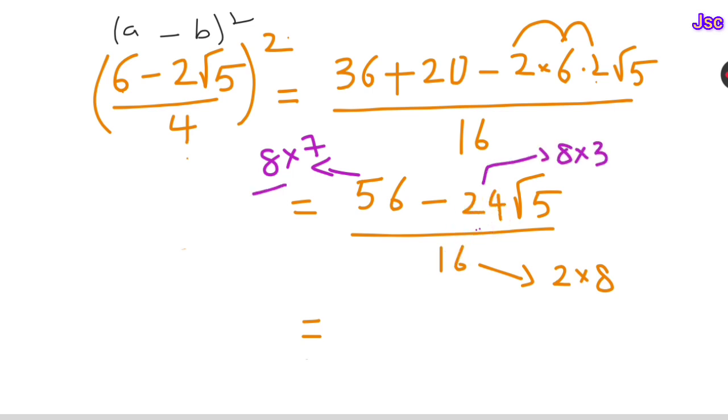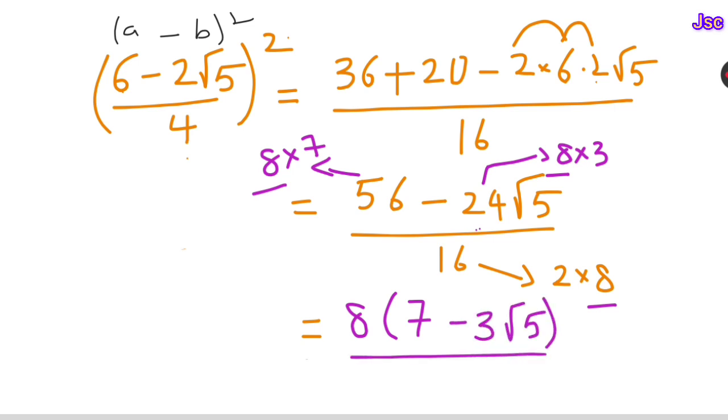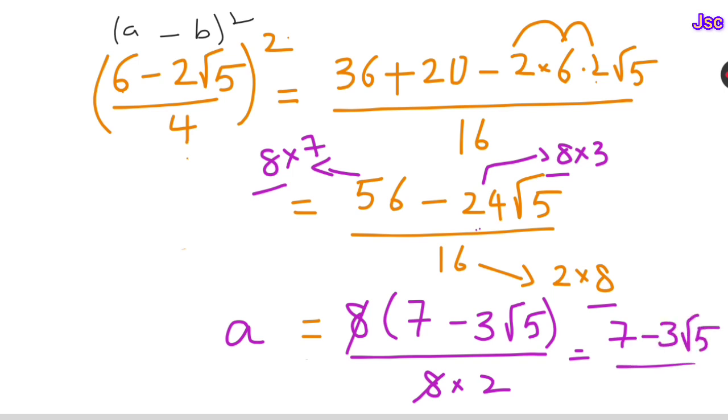So here 8 and here 8, and the denominator also 8. So let's take 8 as common. Then you are left with 7 minus 3 root 5 over 8 times 2. And here 8 and 8 get cancelled. So you are left with 7 minus 3 root 5 over 2. This is the first value.